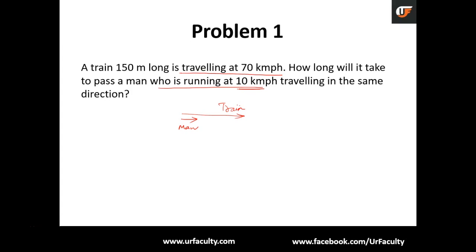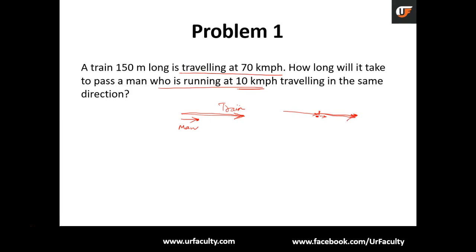Now, how do you solve such problems? We can assume that the man is a point for solving such problems and the train crosses him. So in such cases, the distance is typically the length of the train because it is going to cross that point. So if the man is here and the train starts crossing him, he starts moving towards a certain distance and it finally crosses him and goes, right?